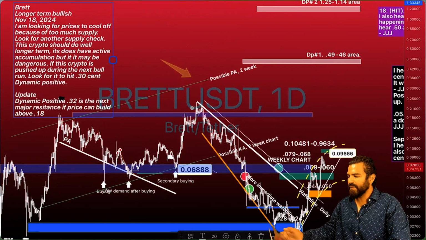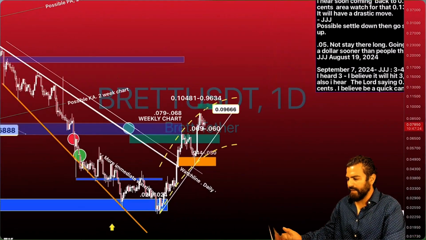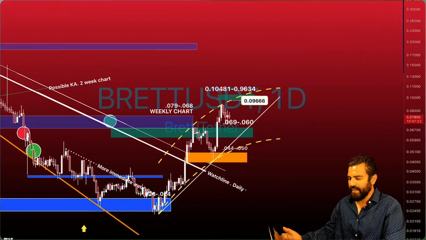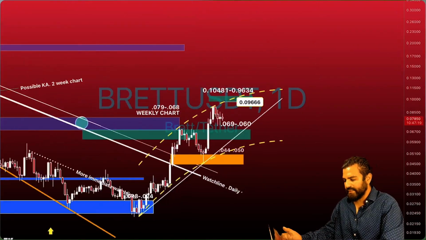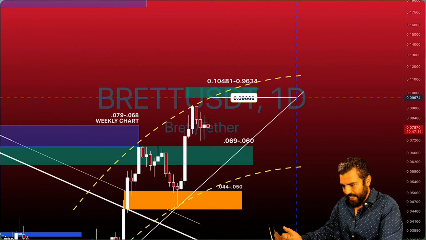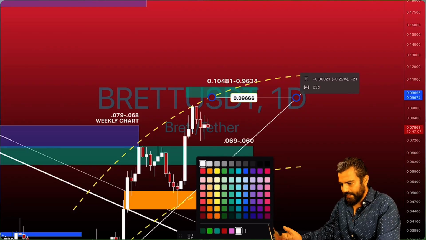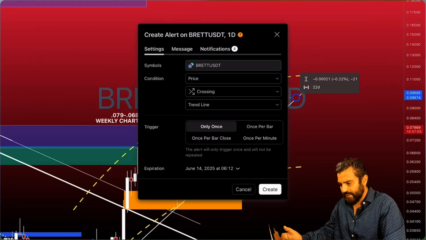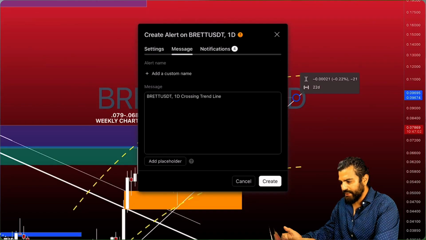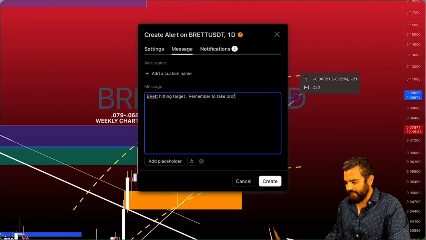This is old since November. Longer term bullish. Okay. We're going to reassess Brett again after we hit this. If you guys want to, set an alarm somewhere around that price. I'm going to set my alarm. I'll fade this line away. And I'm just going to set an alarm on that price. Message: Brett hitting target. Remember to take profit.